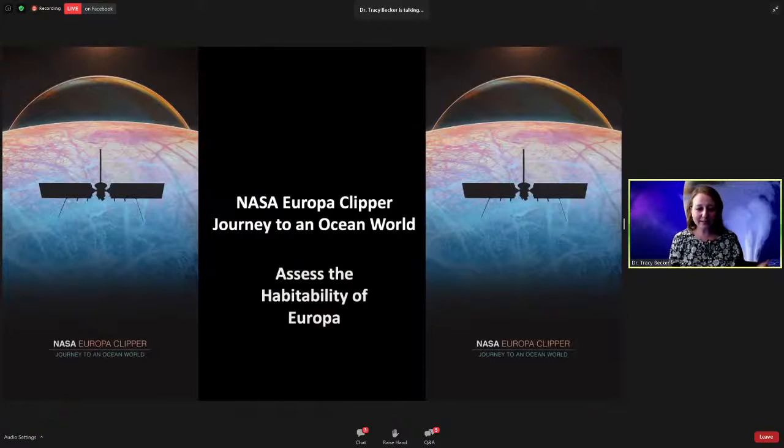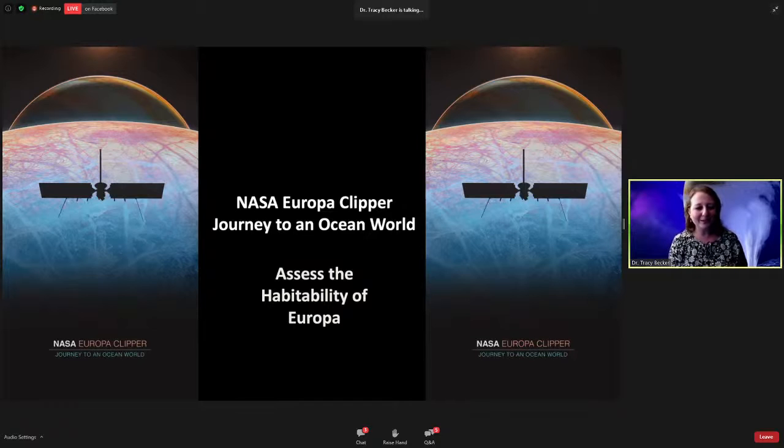NASA's next really big mission is called the Europa Clipper Mission, a journey to an ocean world. The goal here is to assess the habitability of Europa. The idea is that they're going to make all these measurements, and I'm going to talk about that tonight with you. All of these measurements are meant to understand whether or not life could be, or maybe even was, supported on Europa. And the key term, again, is supported.